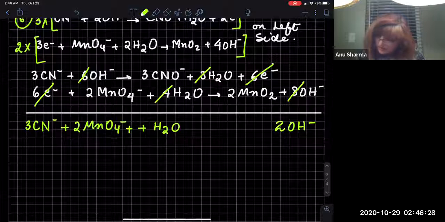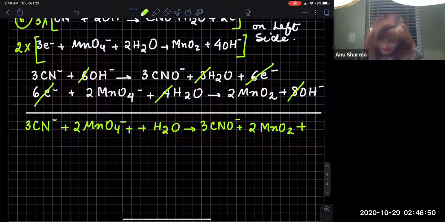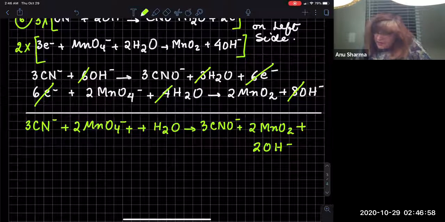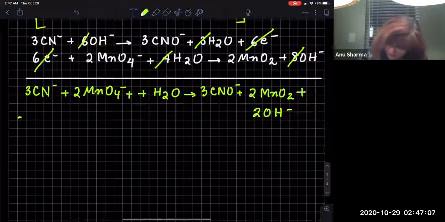And this gives you 3 CNO 1 negative plus 2 MnO2 plus 2 OH negative. So that leaves your equation balanced. And now we are still going to check. That's our last step, the seventh step: check.